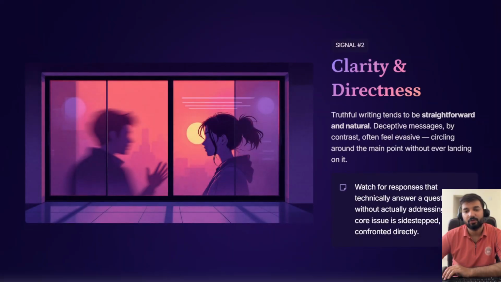Next, pay attention to clarity and directness. Truthful writing tends to be straightforward and natural, but deceptive messages may feel indirect, not fully answering the question, or circling around the main point. You might notice that the core issue is never addressed clearly.